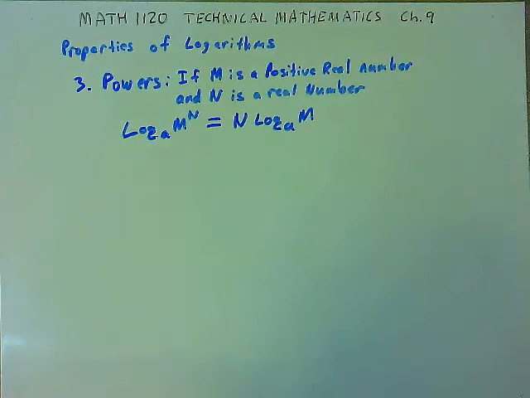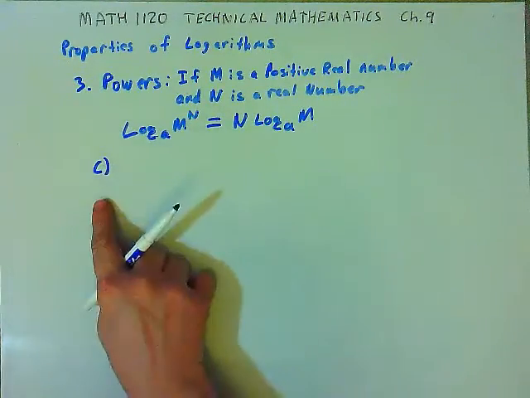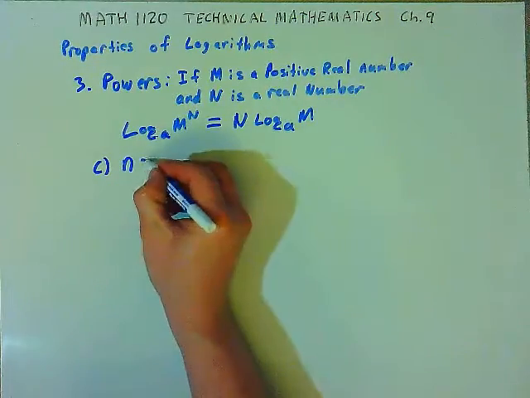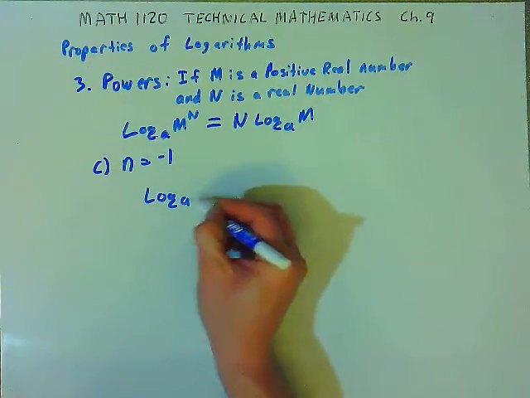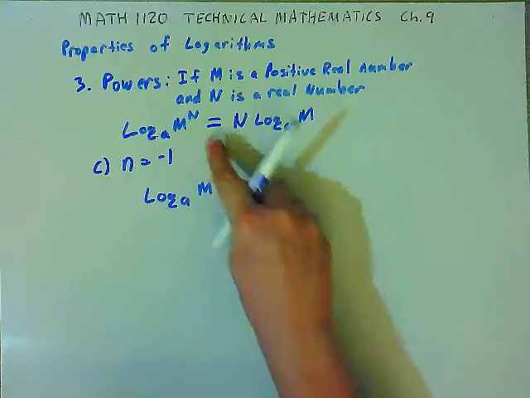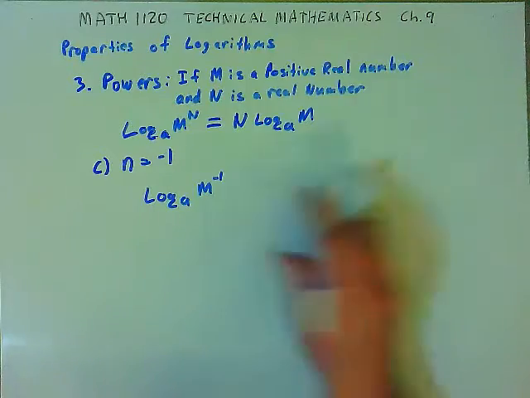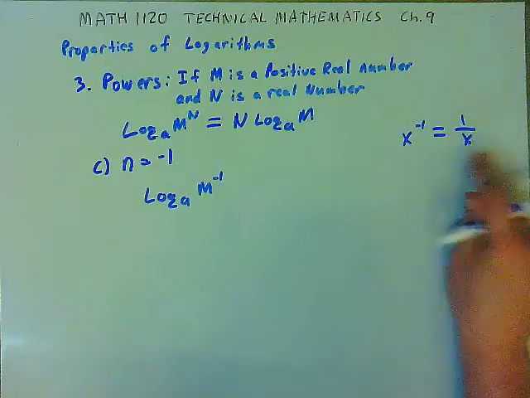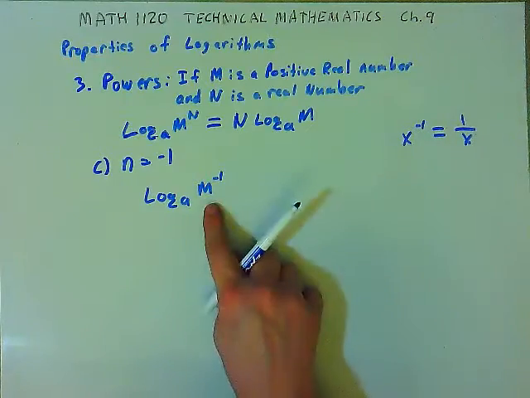Now there's a third property of the powers of logarithms I almost forgot to include. This would be special case C. This is the third special case of powers. And the special case is what happens if n is equal to negative 1. So let's say that we have log base a of m to the negative 1 power. n is negative 1. If the exponent is negative 1, recall that any number to the negative 1 power is the same thing as 1 over that number to the positive 1 power. So x to the negative 1 power is 1 over x. It'll be the same for m.